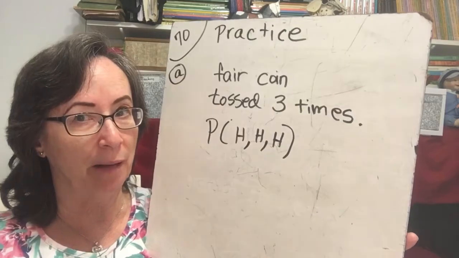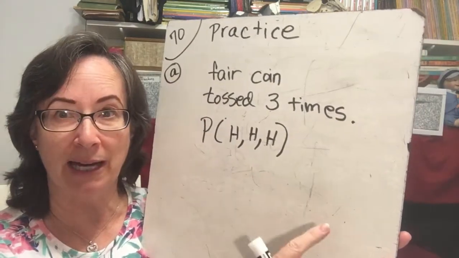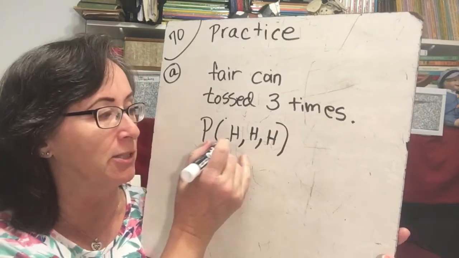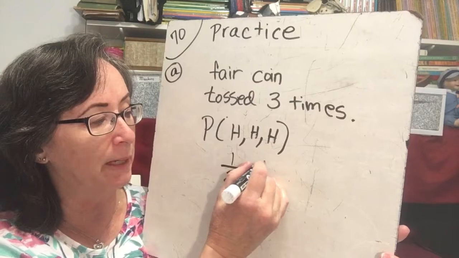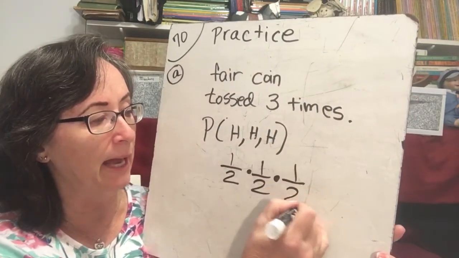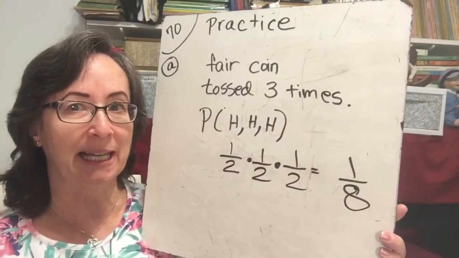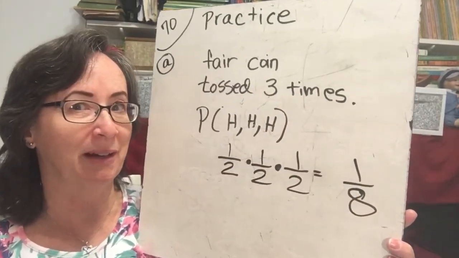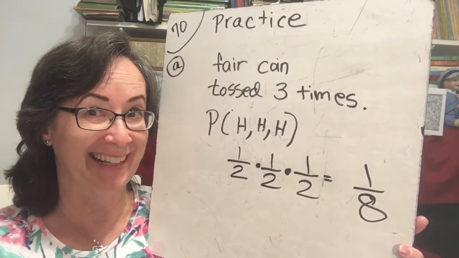Well, we know the probability of a designated order is going to be the product of each individual probability. So the probability of head is 1/2 times the probability of a head is 1/2 times the probability of head is 1/2, and we have 1/8 of a probability that we're going to have head, head, head. Did you get it right?